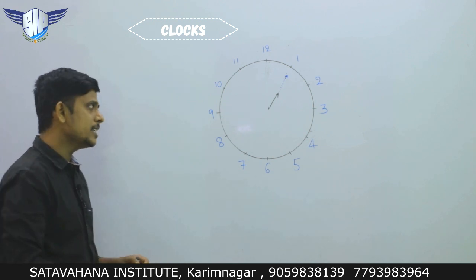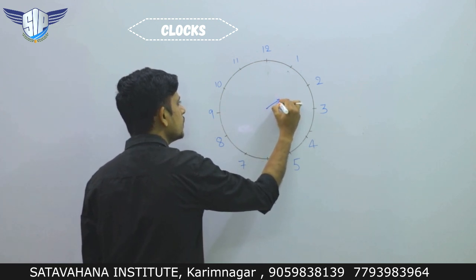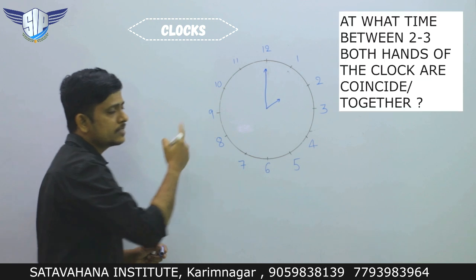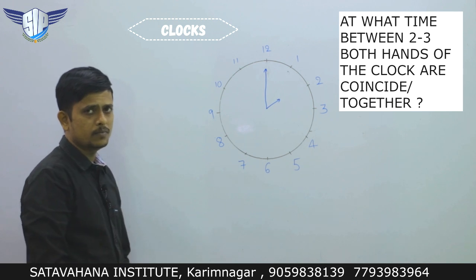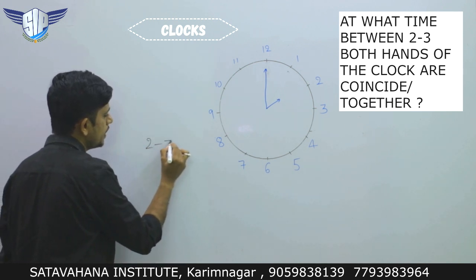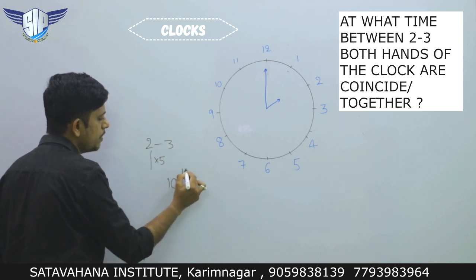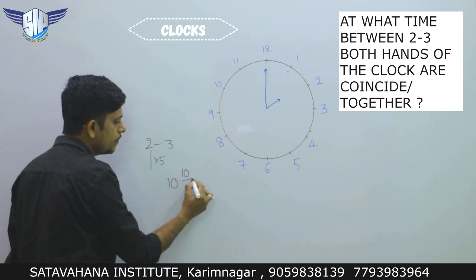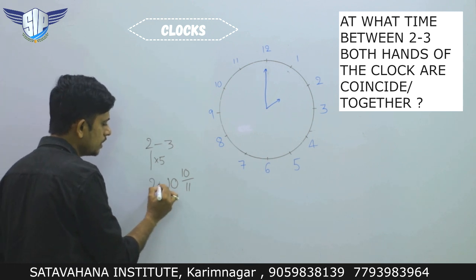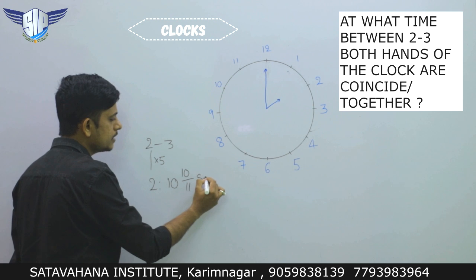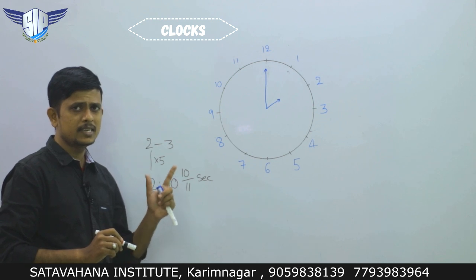Already we learned the reason behind the trick. I quickly jump into the second question and solve it with only the trick. Here is the second question: at what time between 2 and 3 do both hands of the clock coincide? Just, in between 2 and 3, multiply the first digit with 5. Therefore 2 into 5 is equal to 10. I repeat 10 in the numerator, and in the denominator 11 is common. While saying the answer you have to say it like this: 2 hours 10 minutes 10/11 seconds. This is the second question. No need to think about the reason because I already said the reason in the first question.